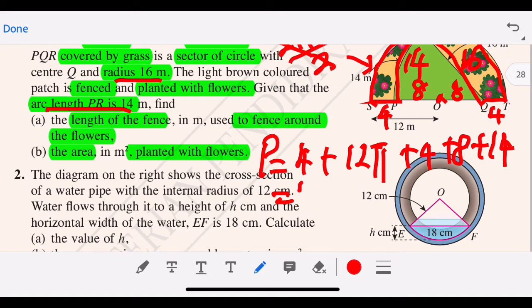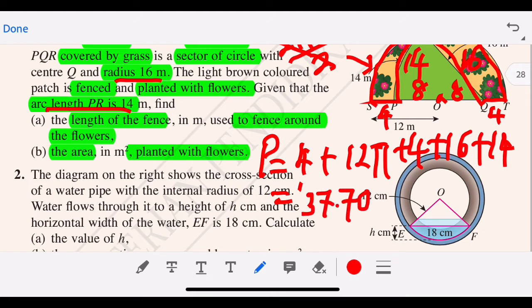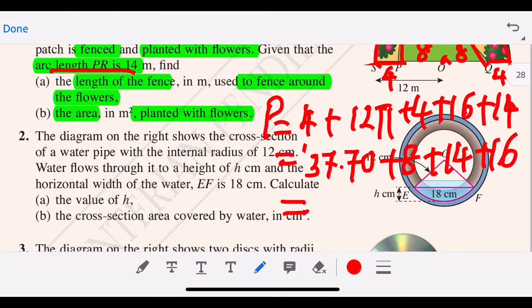Let's write down properly. This is 4, and then we have 16, and then we have the 14. So finally we have 37.70 plus 8 plus 14 plus 16. If you really calculate, the answer is 75.70 meter for question number 1A.